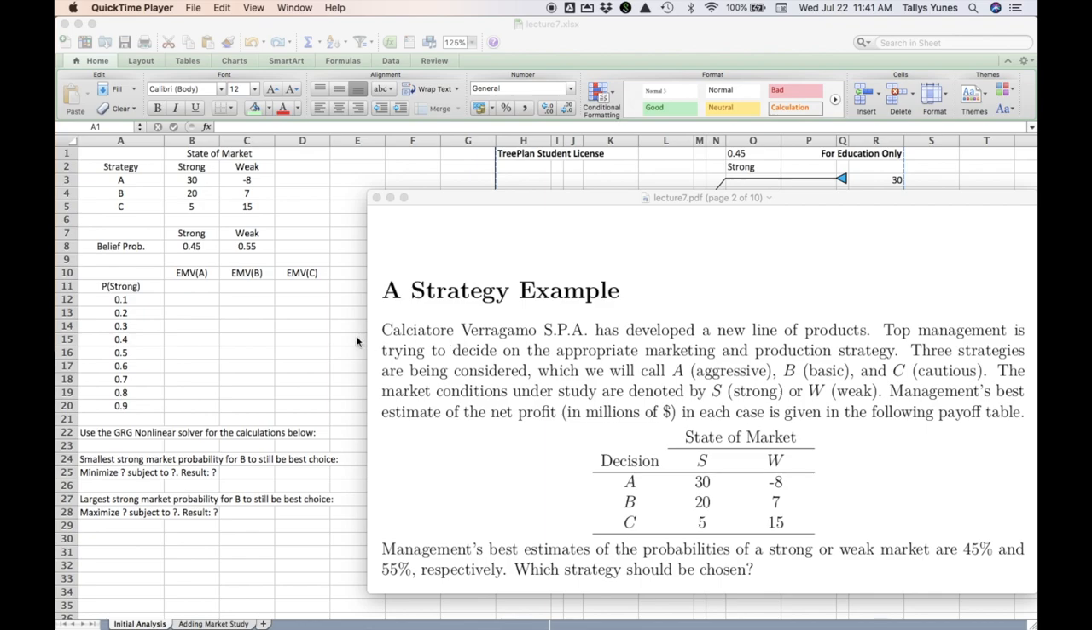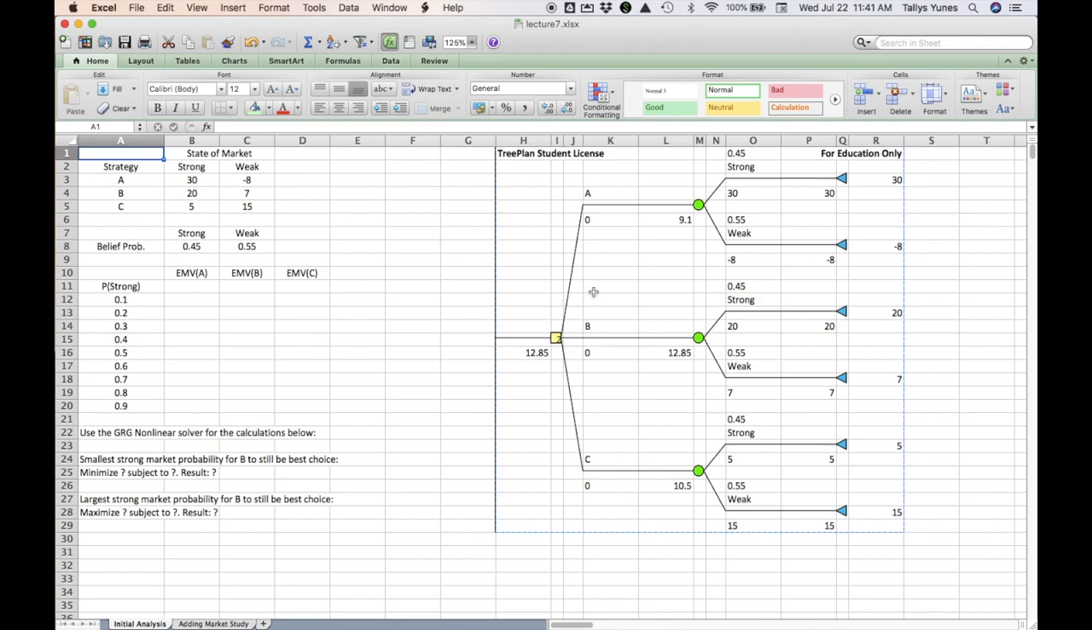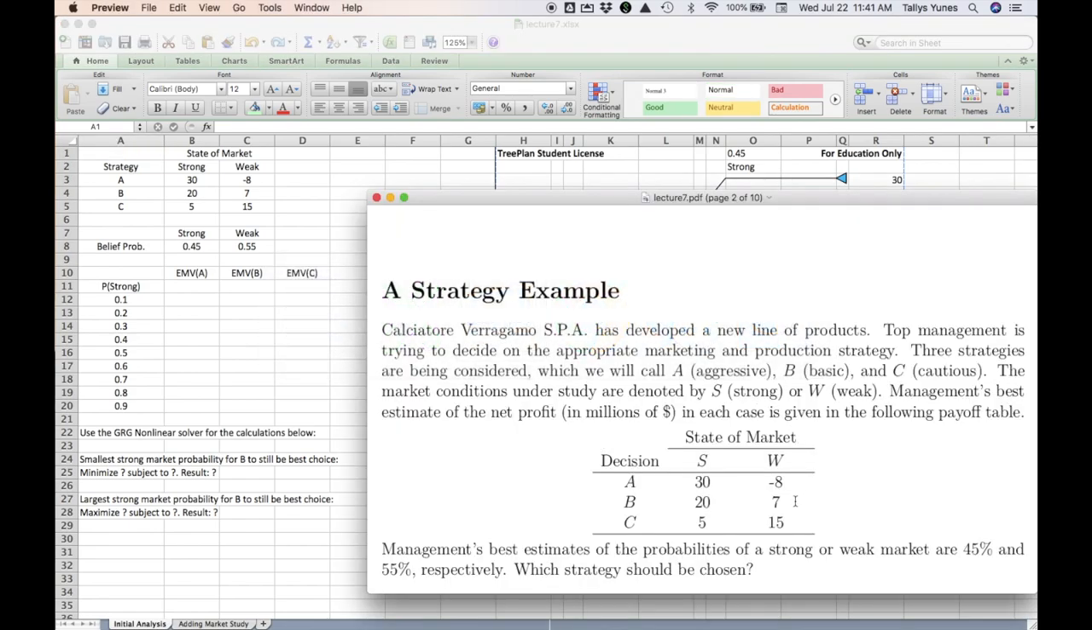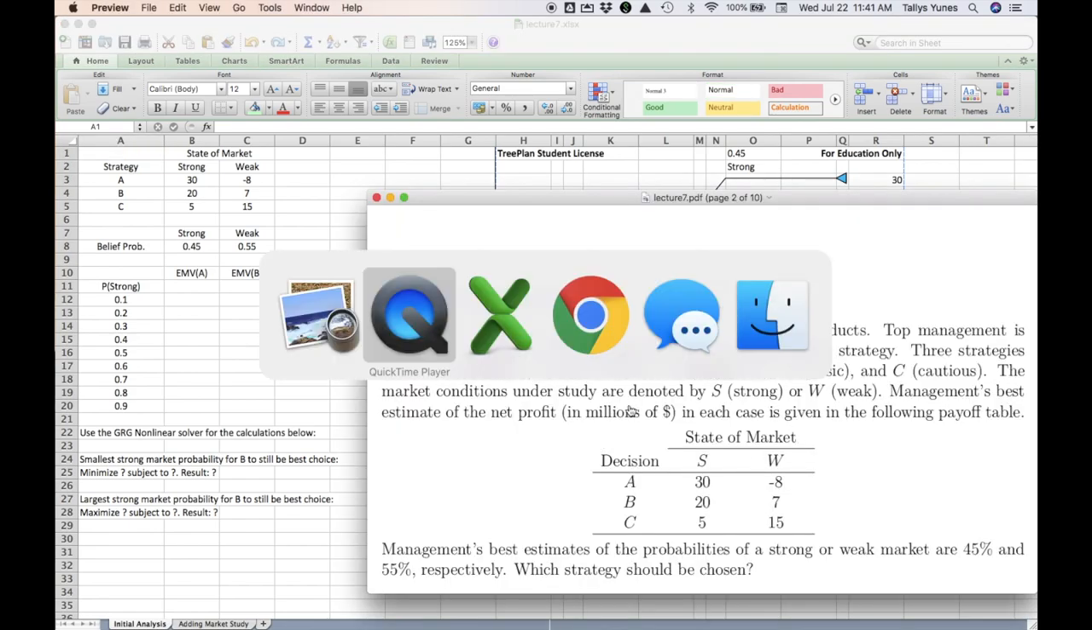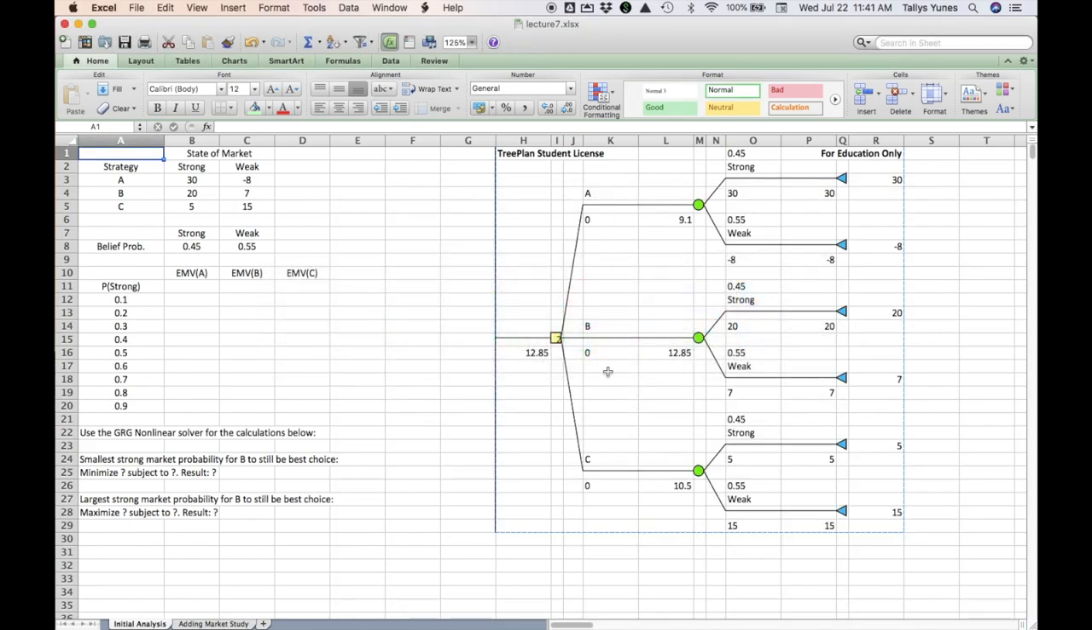So here we are. In the first part of that example, we were simply picking a strategy: aggressive, basic, or conservative, or cautious. I don't recall what they refer to that as. I think C is cautious. And if there's no additional test performed, like there is in part B of the problem, the decision was, well, choose go basic because that's the one that gives you the highest payoff. And that was considering there was a 45% chance of a strong market reaction to this product.